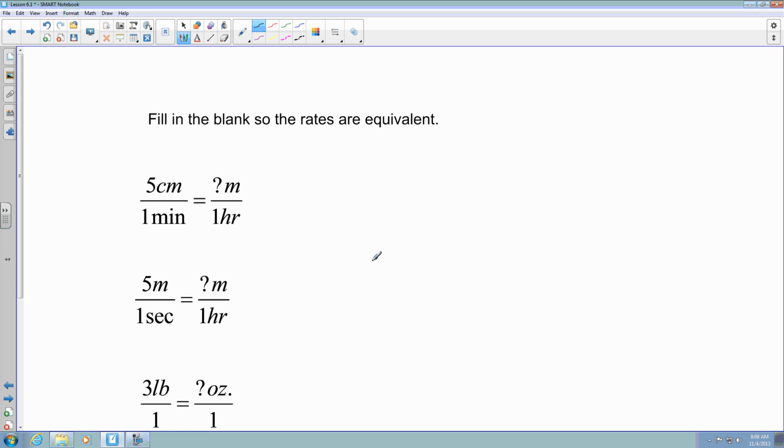The last thing we're going to talk about is filling in the blanks so that the rates are equivalent. This gets into what is called dimensional analysis. When we have dimensional analysis, you are given certain values in your numerator and the denominator to begin with, and then they're going to ask you to have some specific measurements in the numerator and denominator to finish with. And here is how we solve it.